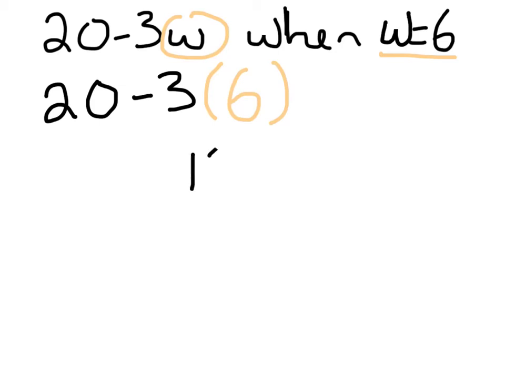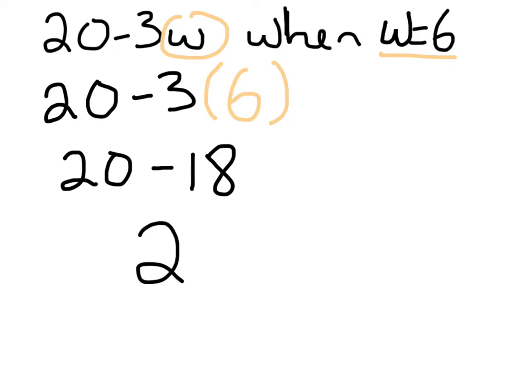So 18. And the rest of it follows. I have no exponents. I have no multiply or divide. I only have one operation left. 20 minus 18 is equal to 2. 20 minus 3w when w equals 6 is equivalent to 2.